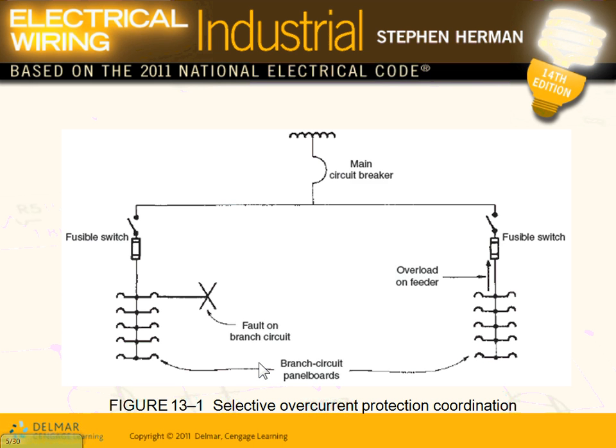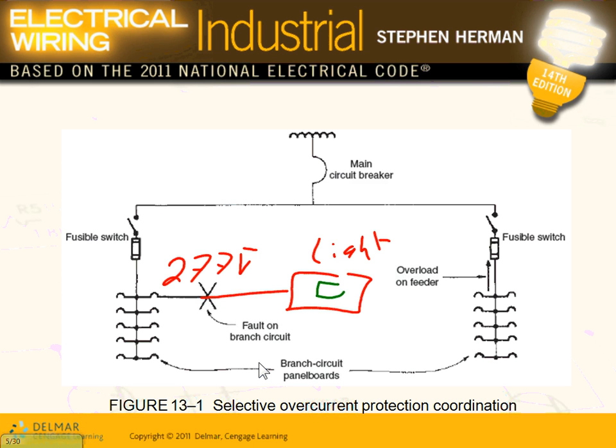Selective overcurrent coordination. Here's the light right above you. This is my light. The system here is 277 volt. So we sent Ashley to go maintain this light, and she changed the ballast and shorted the 277 to the ground. Could it happen? I could short it to the ground. Do you want the main to trip or this one to trip? You want this 20 amp circuit breaker to trip, not the main. That's called overcurrent protection coordination. The closest to the short will take care of the problem.